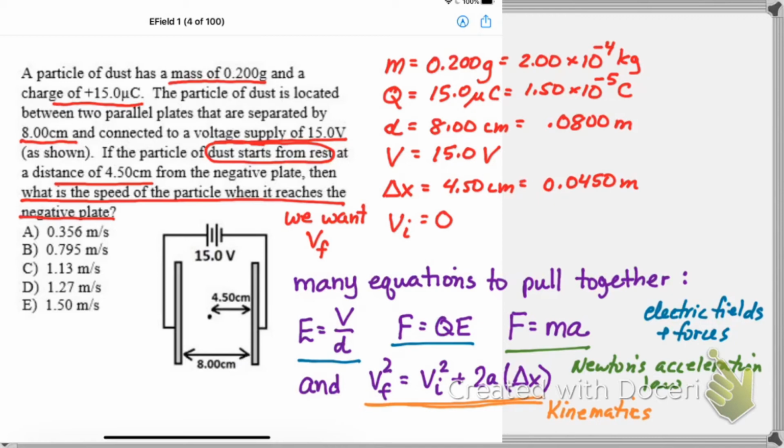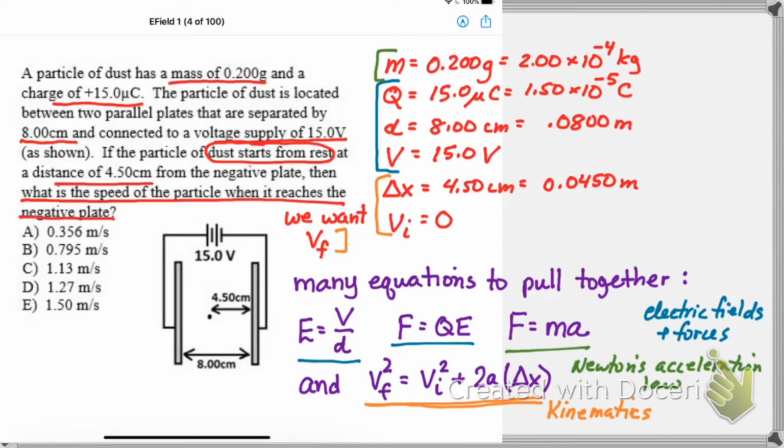You can kind of figure out which formulas you need based on the variables up here. Look, Q and V and D, the voltage, the charge, the distance between the plates, that goes with the electric fields and forces. But as soon as mass gets thrown in there, you're probably using Newton's second law. And when you have velocities and distances, that's kinematics. You're almost always going to end up with kinematics, or energy, but it's easy enough to approach it from this perspective. So lots of things to pull together.